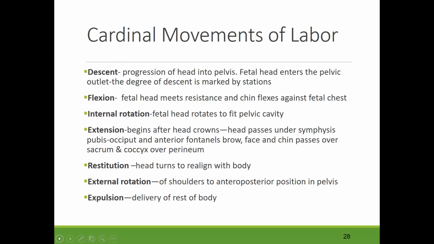Then we have the internal rotation, in which the fetal head rotates to fit the pelvic cavity, which is widest in the anterior posterior diameter, usually left to right. And then we have our extension, which begins after the head starts crowning, and the head passes under the symphysis pubis. The occiput and anterior fontanelle, brow, face, and chin pass over the sacrum and coccyx over the perineum.